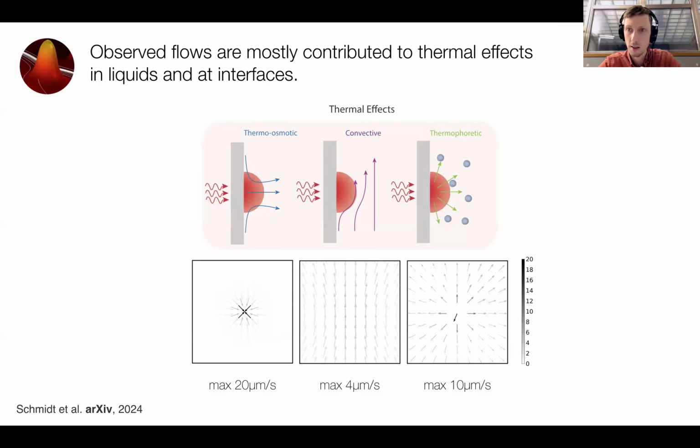I think it was around 10 or 20 Kelvin. You get the convective effect. That's what you're probably most familiar with. This is just basically going against gravity always. So it's a unidirectional flow. And then you have the phoretic effects.